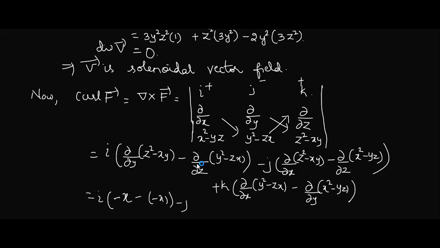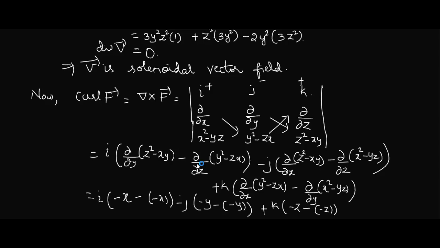Good. Minus j into bracket. What is the derivative of the bracket with respect to x? Minus y. Minus of minus y. Yeah, there is a symmetry. Plus k. Here, with respect to x is minus z. Minus of minus z.